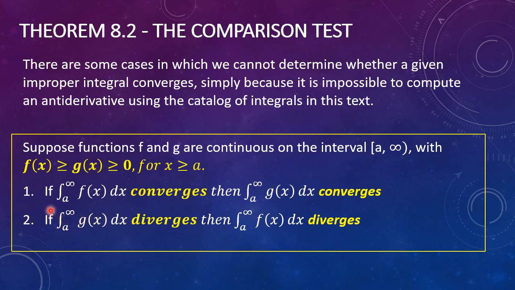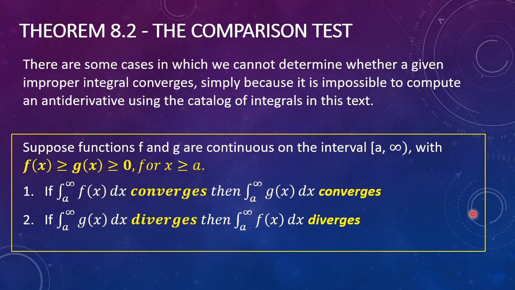So if f of x, the larger function, converges, then of course the smaller function converges, because if f of x goes to some constant, say 2, then we know that g of x has to go to a value that's 2 or less. And by corollary, the opposite holds. If the smaller function diverges, then the larger function diverges. And that's all the comparison test is saying.